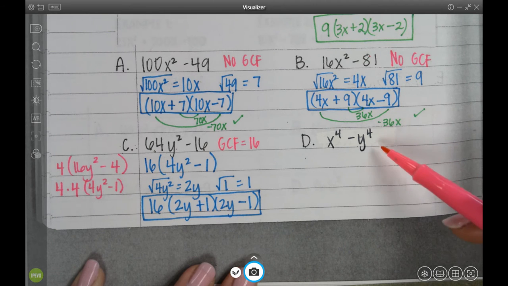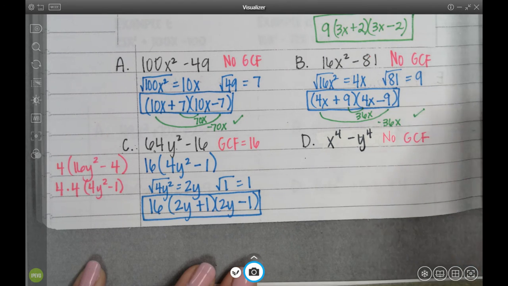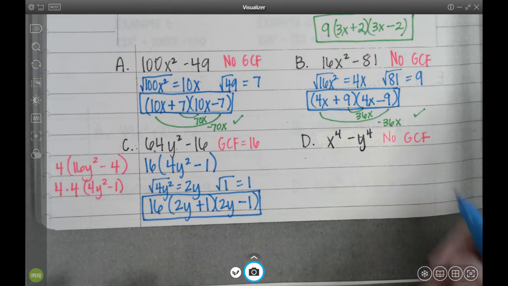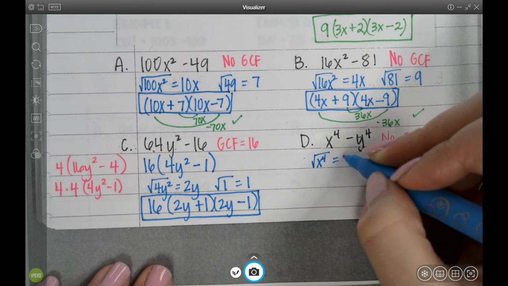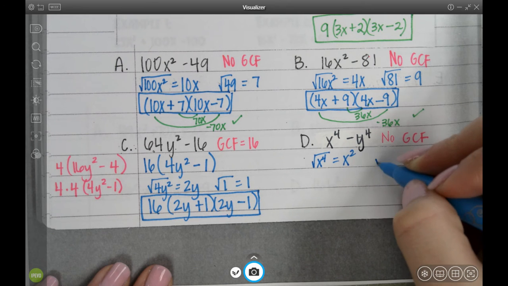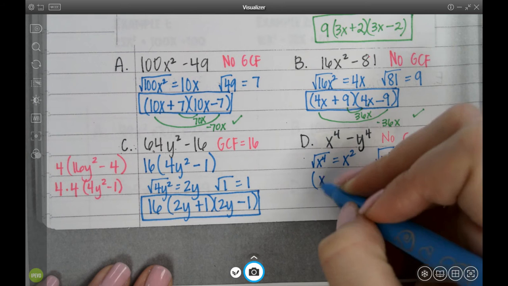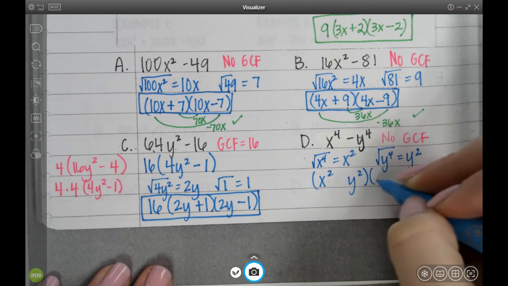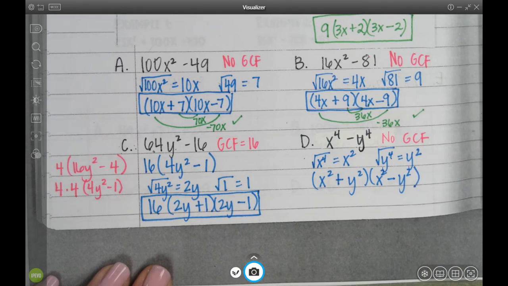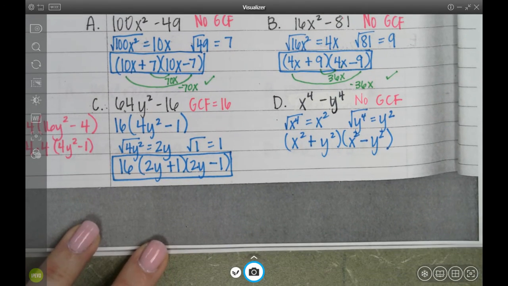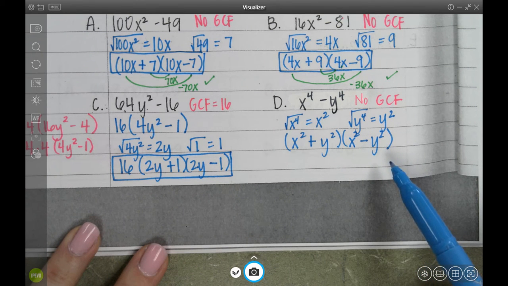Did I have a GCF on part D? No GCF. Okay, when I took my square roots, what's the square root of x to the 4th? X squared. What's the square root of y to the 4th? Y squared. So you have an x squared, y squared, 1 plus and 1 minus. What do you notice about this, though? Aren't those both perfect squares?